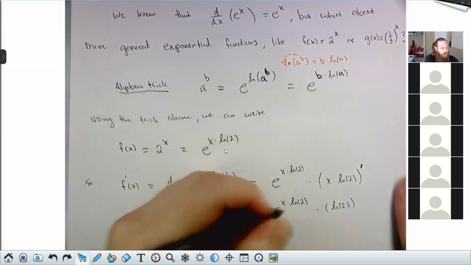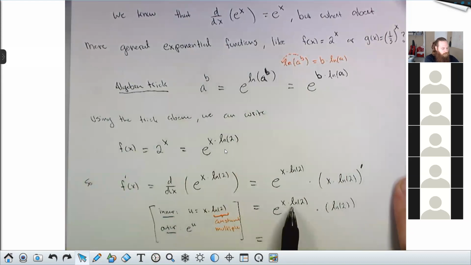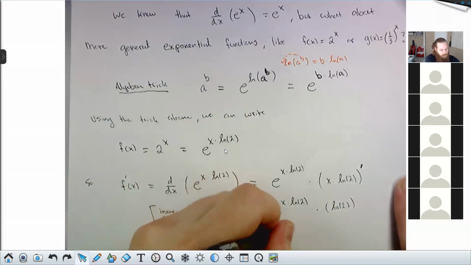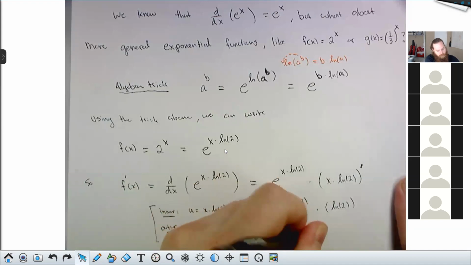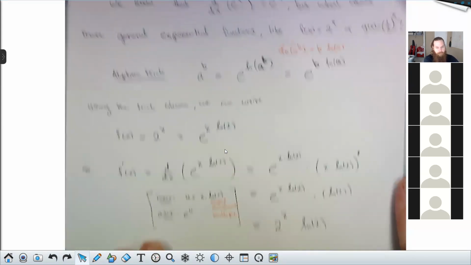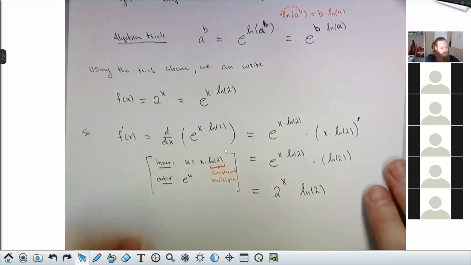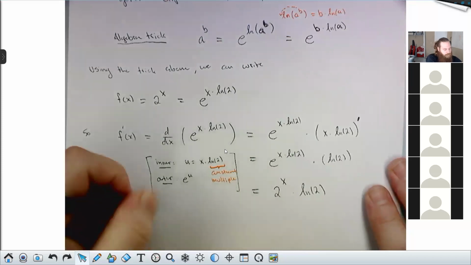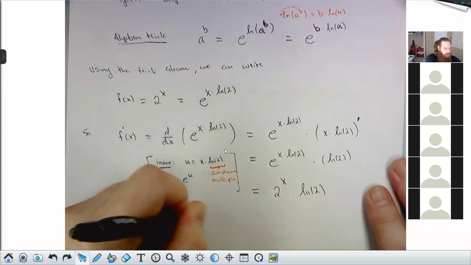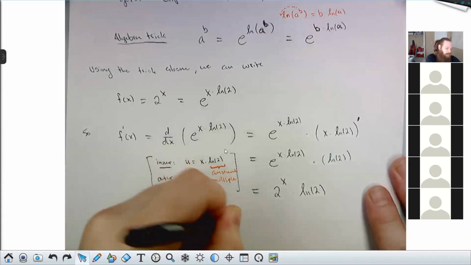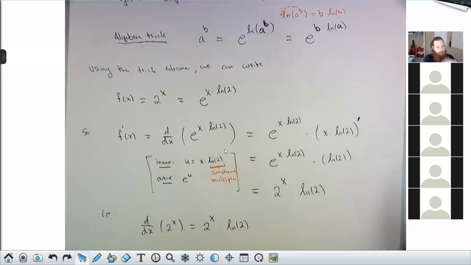And then you can undo your algebra trick. e to the x ln 2 is 2 to the x. So this is 2 to the x times the natural log of 2. And that's the derivative of 2 to the x, i.e. the derivative of 2 to the x is 2 to the x times the natural log of 2. And this works in general. You can swap that 2 for any other positive base, and this works great.